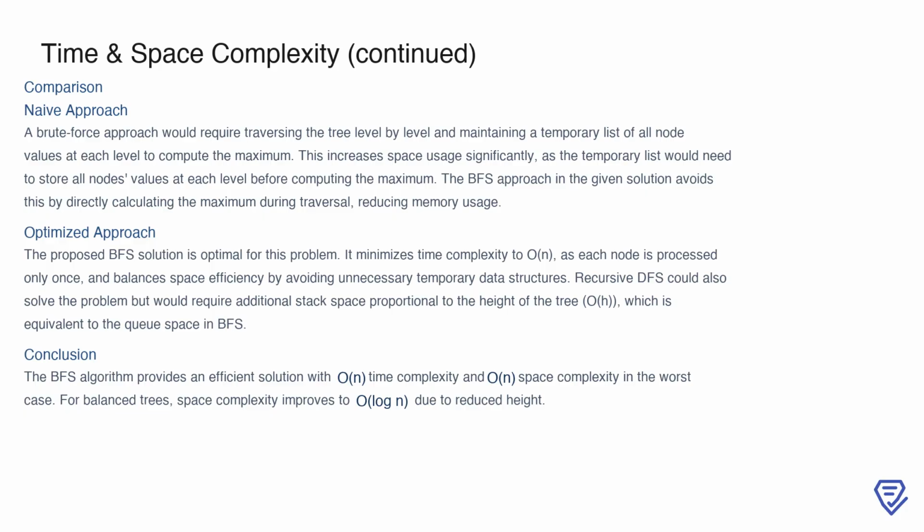Ultimately, the BFS algorithm is optimal for this problem, achieving O(n) time complexity since each node is visited exactly once, and maintaining balanced space efficiency. In the worst case, space complexity is O(n) for wide trees, while for balanced trees it improves to O(log n) due to reduced height.